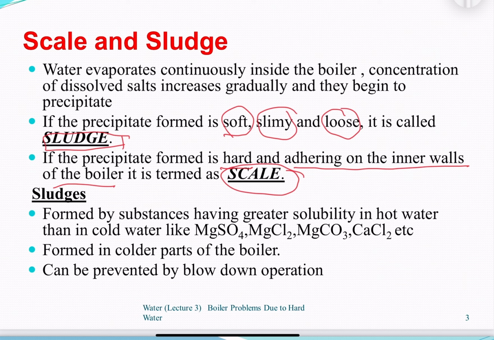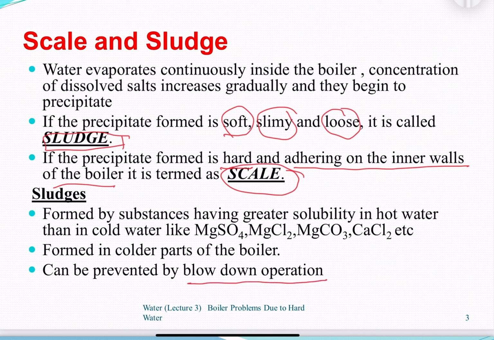Sludges are formed by substances which have greater solubility in hot water than in cold water. Particularly we have magnesium sulfate, magnesium chloride, calcium carbonate. Calcium carbonate also forms soft scale or sludge. Sludges are generally formed in colder parts of the boiler and sludges can be prevented by blow down operation.